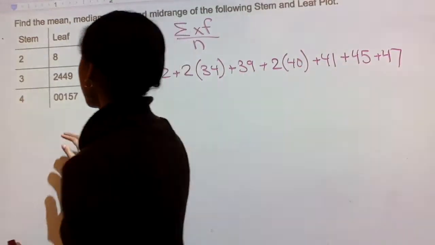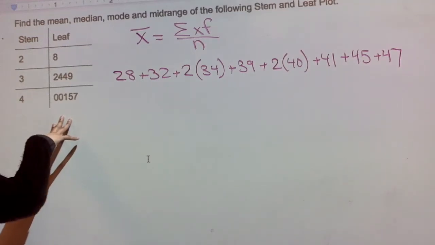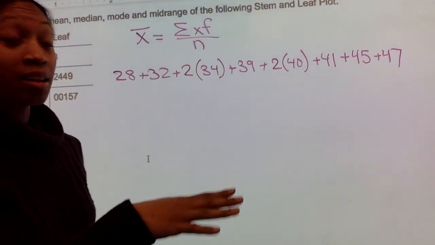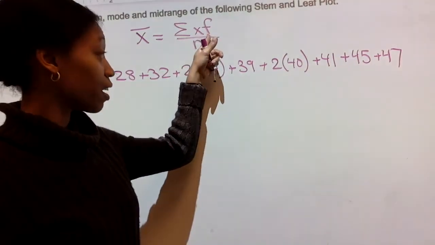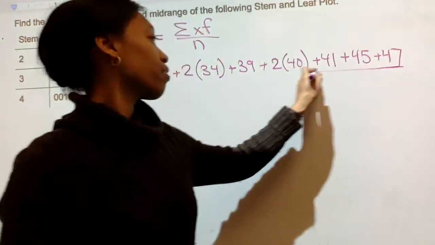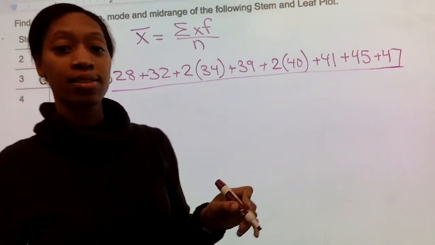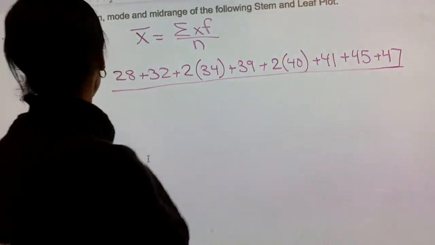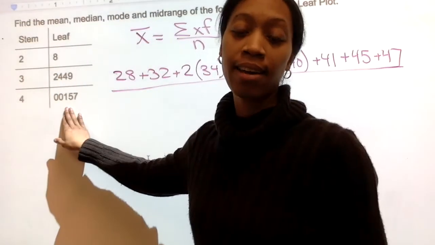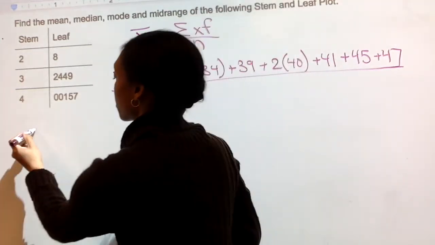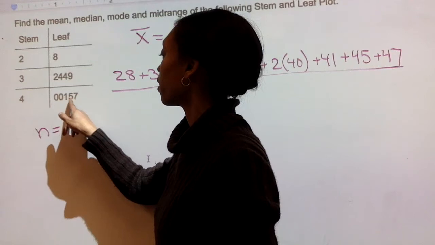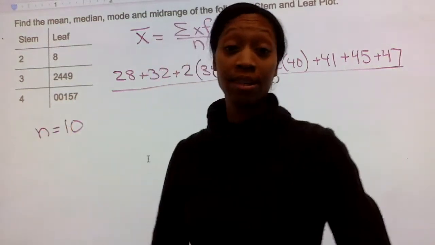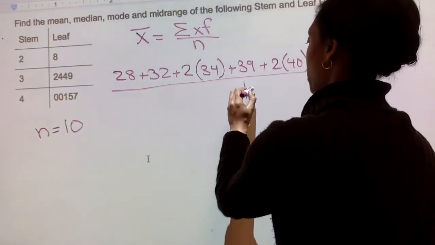Okay, so I have listed out all of the values from the table, and I'm adding them all up. That's the sum of each x times its frequency. Now we're going to divide that by the number of things, and we can just count the number of entries over here on the leaf side to see what our n is. So 1, 2, 3, 4, 5, 6, 7, 8, 9, 10. There are 10, so n is going to be 10, so divide by 10.